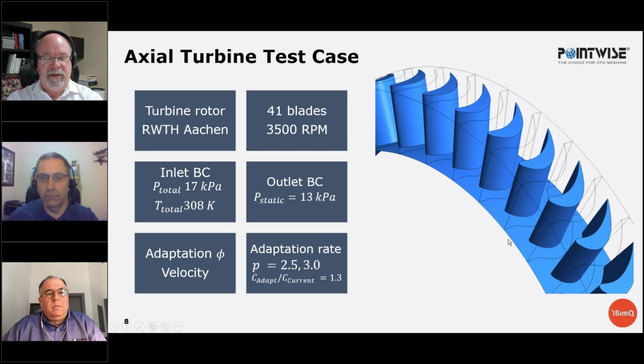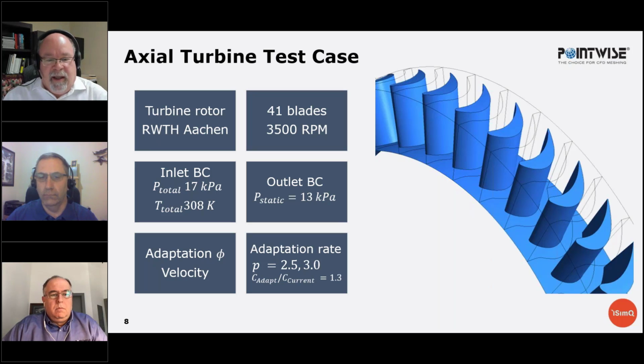Sure. So one of the examples we did was a turbine rotor from the Aachen turbine at RWTH. And it's a simple case here. We're just solving the rotor, but to show you how it works. 41 blades, 3,500 RPM. We specify the inlet total conditions and the outlet static pressure. And for this case, we did some experiments, but what we'll show you is the adaptation sensor was based on the velocity magnitude.